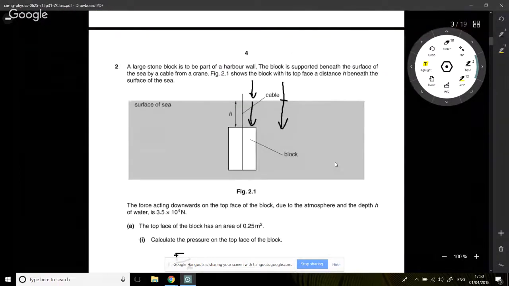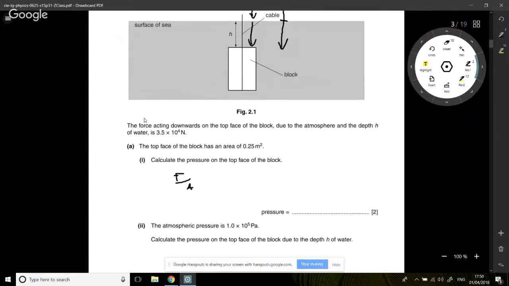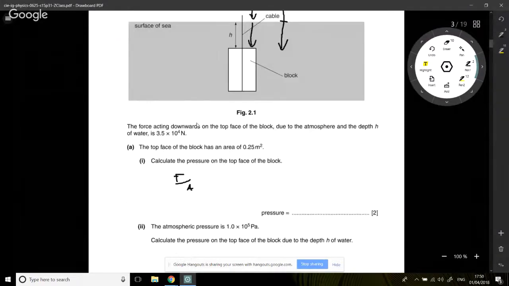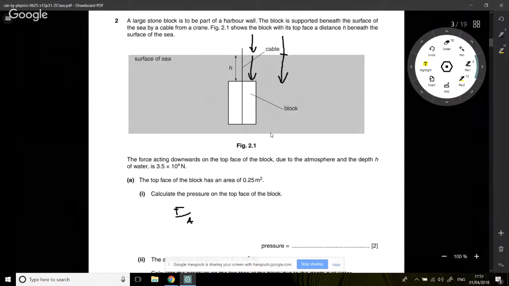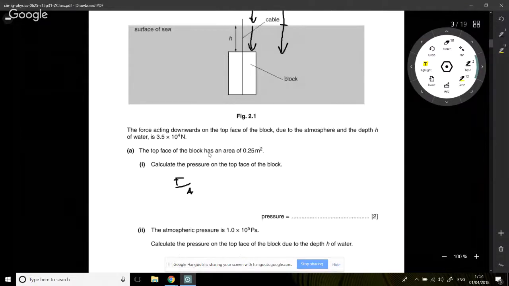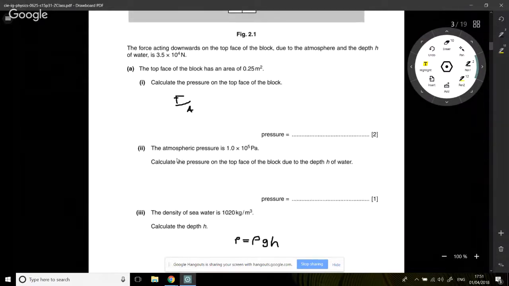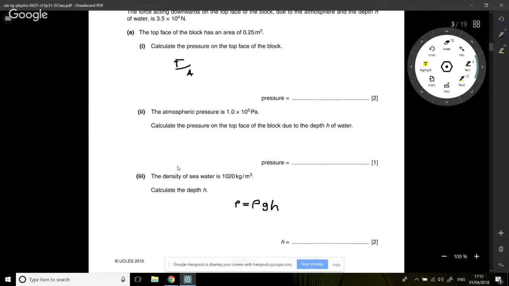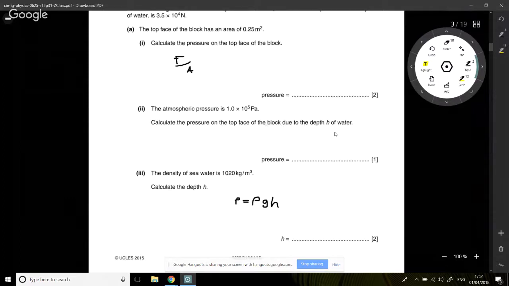All right, this talks about a large block that's submerged in water. And they give you some values for the pressures acting on the surfaces of this block. Okay, they want you to first calculate the pressure on the top of the block. So you can calculate the pressure, which is just force divided by the area. So we just take force divided by the area. Then they give you the atmosphere, and they ask you to calculate the pressure on top of the block due to just the water alone.